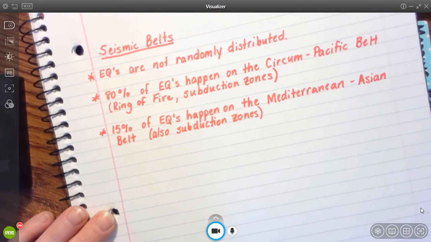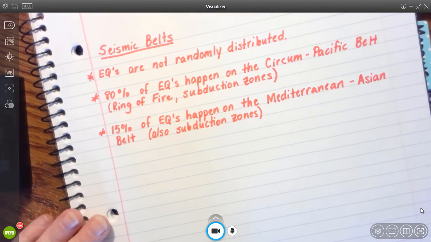So earthquakes that happen in the middle of plates, like the one that we're going to learn about that happened in southern Illinois and Missouri, are a very small percentage of the Earth's earthquakes. Most of them happen in very predictable locations.